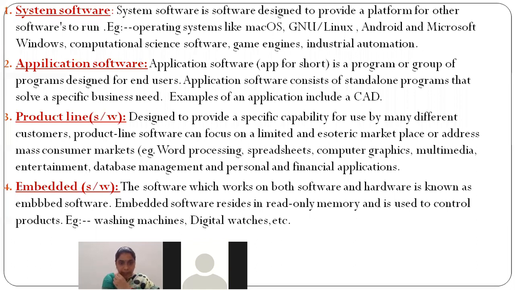I can set the time of my washing in my washing machine. I can set the temperature in the oven, micro oven. You can set the temperature by using some software. In digital watches, you can track your heartbeat or pulse rate also by using some softwares. So all these kinds of softwares come under embedded software. All the softwares that are embedded in the hardware, in the machines or ovens, all this comes under embedded software. So what we are saying is, any software which works on both software and hardware is called embedded software.